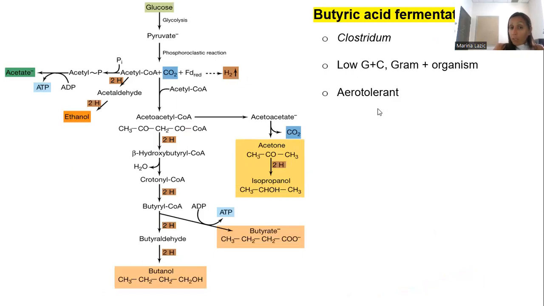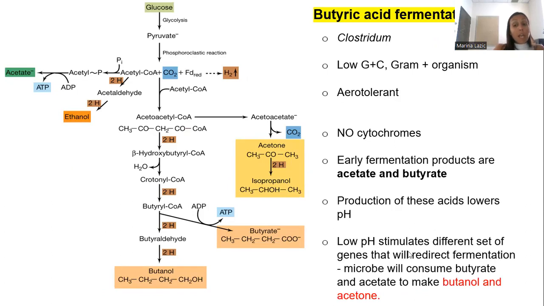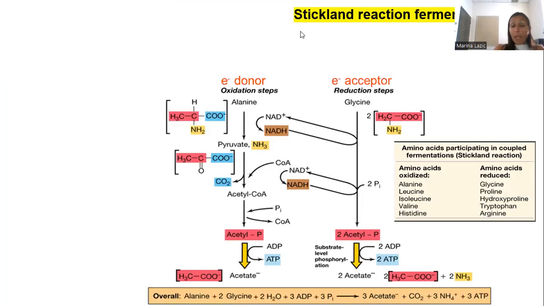Another fermentation is butyric acid fermentation, a very complicated one. It's performed by Clostridium, a famous aerotolerant gram-positive organism. Basically, early fermentation products here are acetate and butyrate, and these products lower pH. When pH gets lower, it will stimulate genes that redirect fermentation, and microbes will make butanol and acetone.